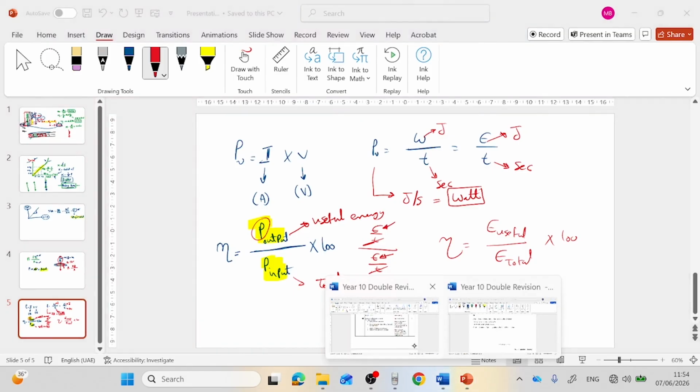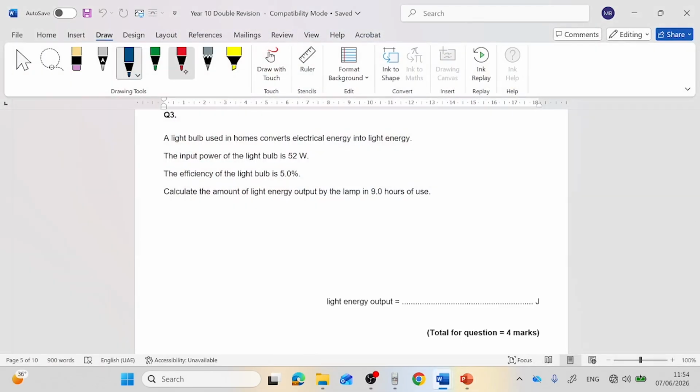So let's try to answer this part. We have a light bulb which is used in homes to convert electric energy into light energy. The input power, so this is the total power, is equal to 52 watt. W stands for watt, which is joule per second. The efficiency, which is eta, this is a Greek symbol, is equal to 5%.